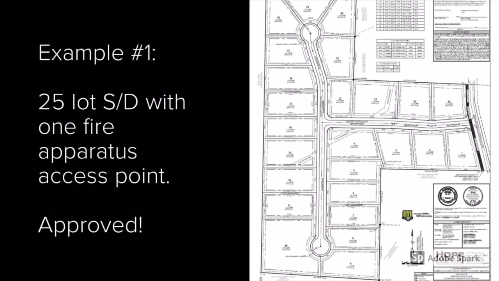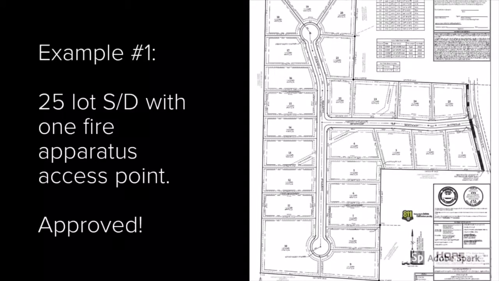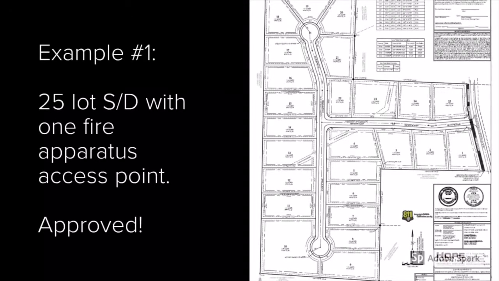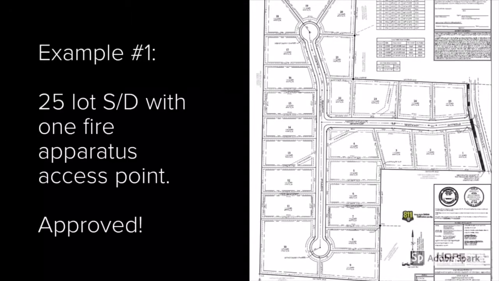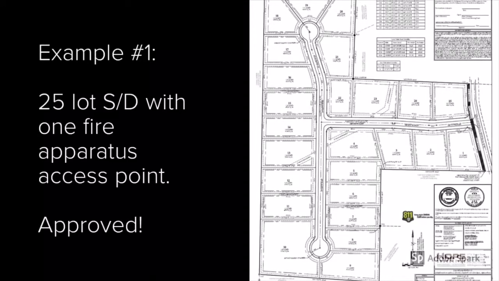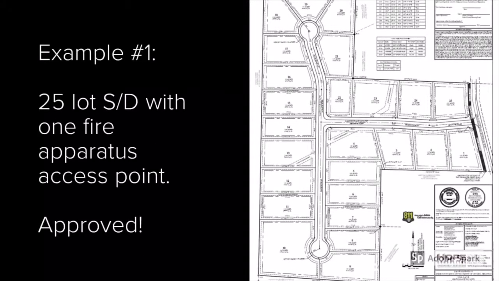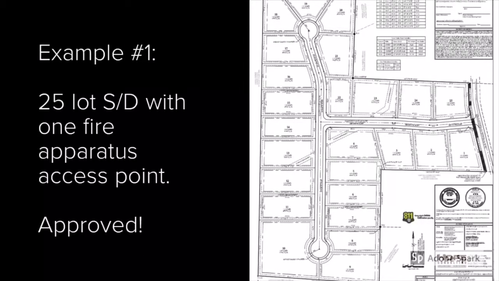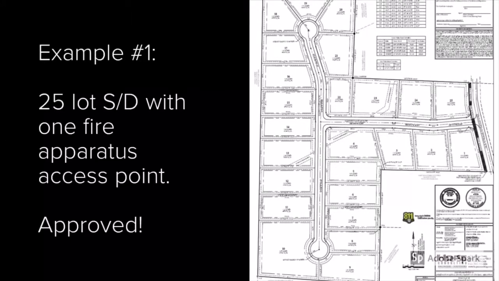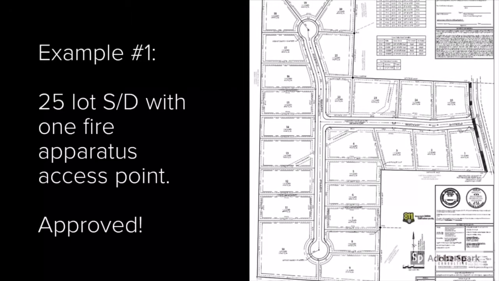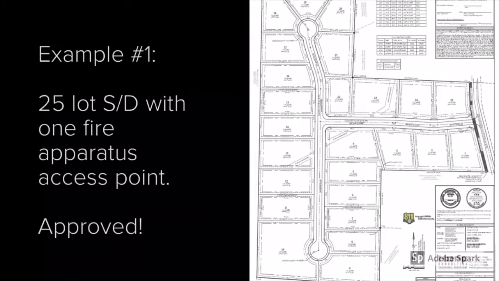This is a great example of a developer complying with the code requirements. As you can see, he's got a 25 lot subdivision, and there's 1 fire department access point. Each of their turnarounds within the subdivision meet the requirements of Appendix D, and there's no reason that they would have to have a second access point because they're less than 30. So this would be an approved plat if I was looking at the entry point requirements.